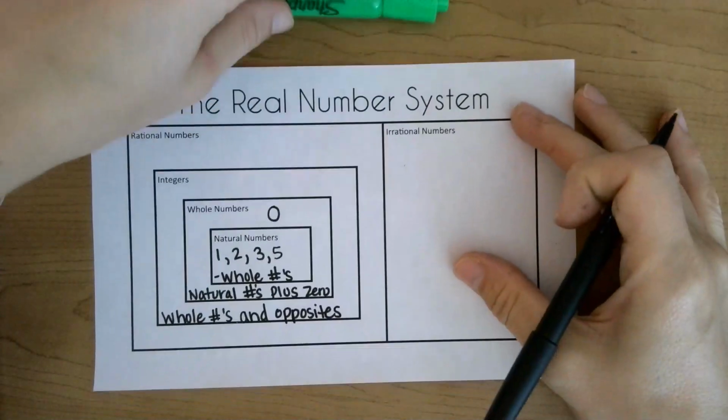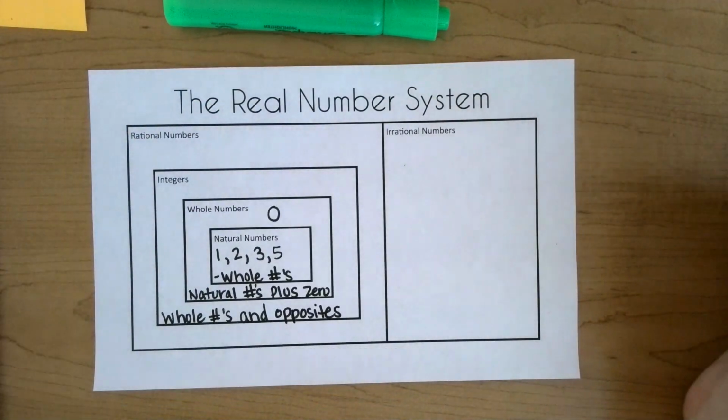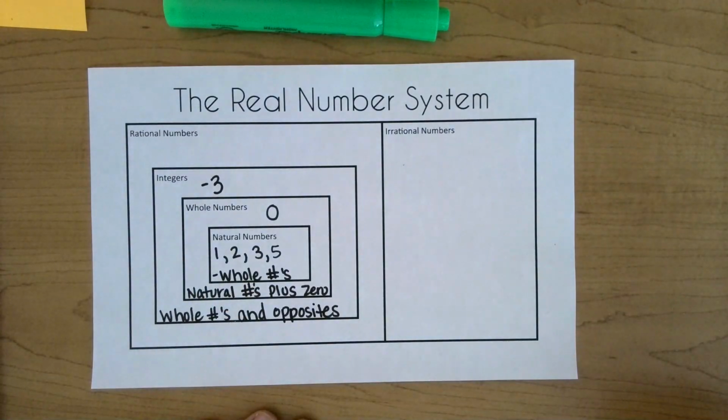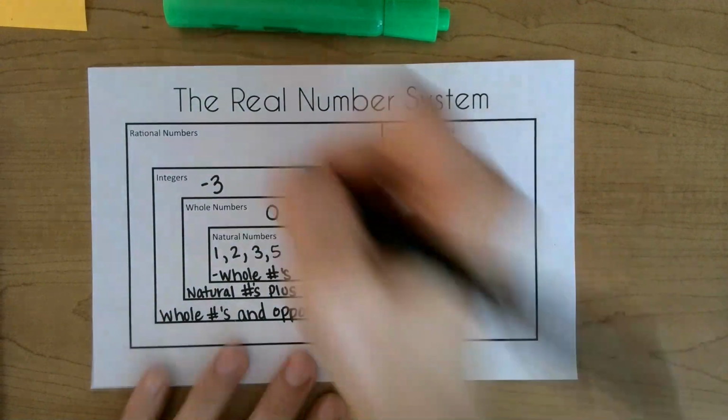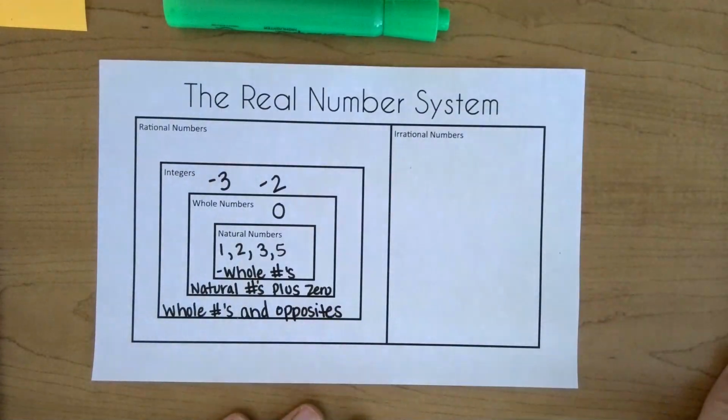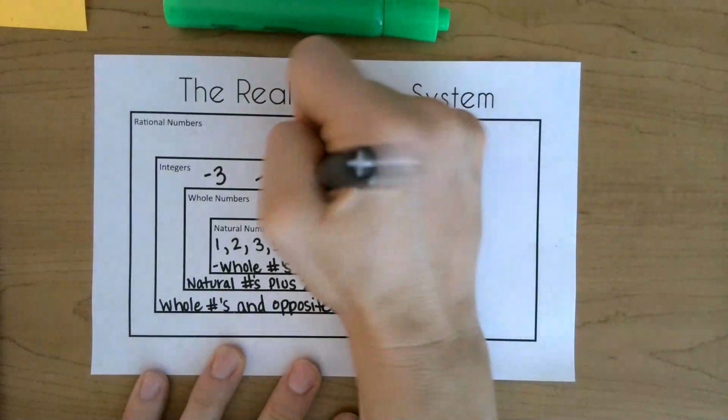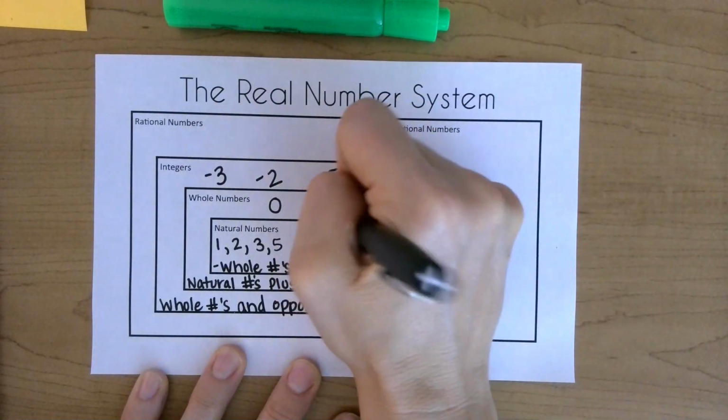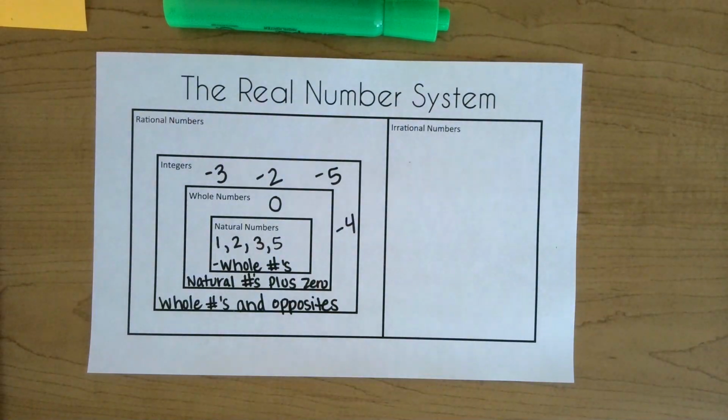And so let's write some examples of integers. -3. Someone else? -2. -5, okay. -4. All right, any others? We're good?